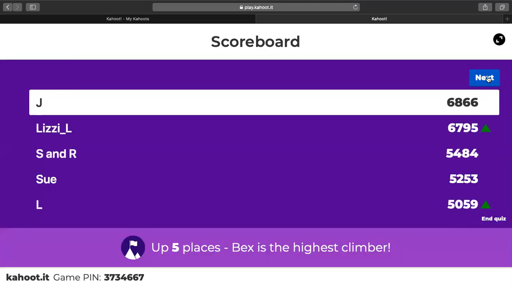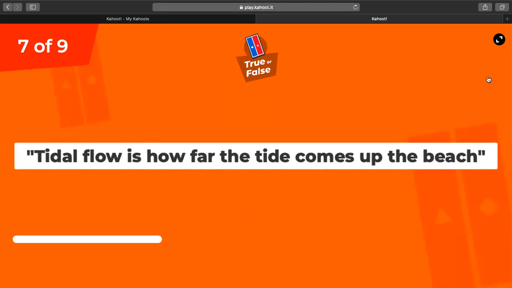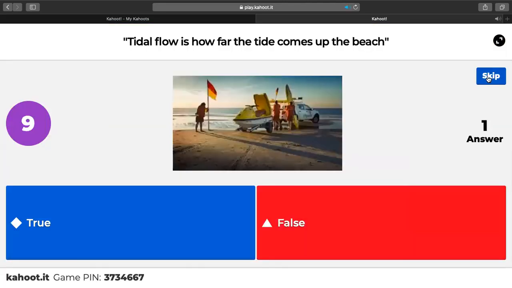Jay remains in the lead, well done. Bex has gone up 5 places. Next question. Tidal flow is how far the tide comes up the beach. True or false?